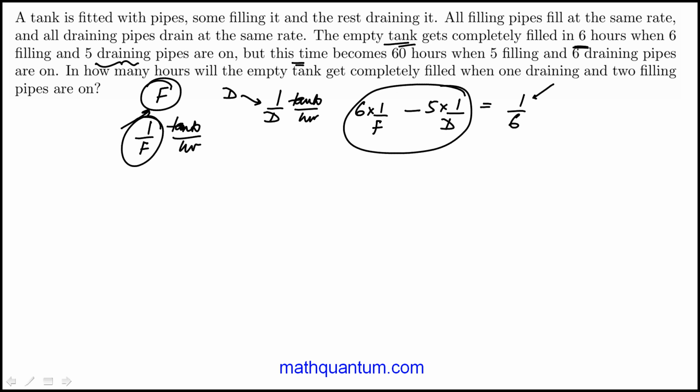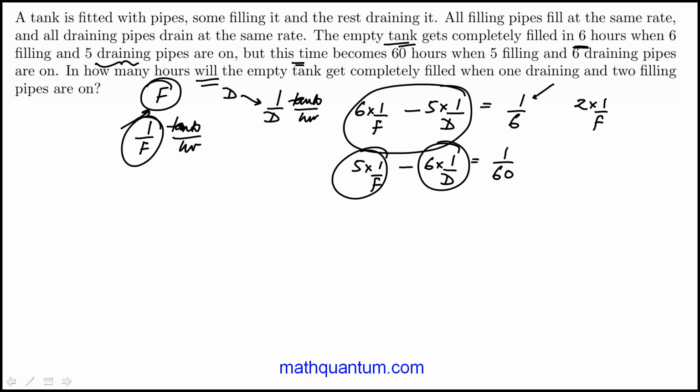Now we have the second scenario where you have 5 filling pipes and then 6 draining pipes. And then their combined rate is 1/60th of a tank per hour. So these are all rates. Just kind of keep that in mind. The question is, how many hours will the empty tank get completely filled when 1 draining and 2 filling pipes are on? So I need to find the combined rate of 2 filling pipes and 1 draining pipe. So essentially I have to figure out these quantities, 1 over F, 1 over D.